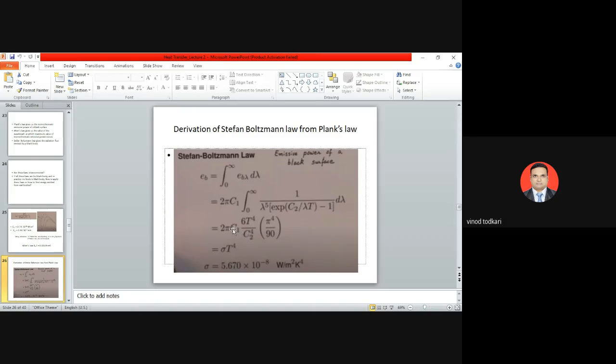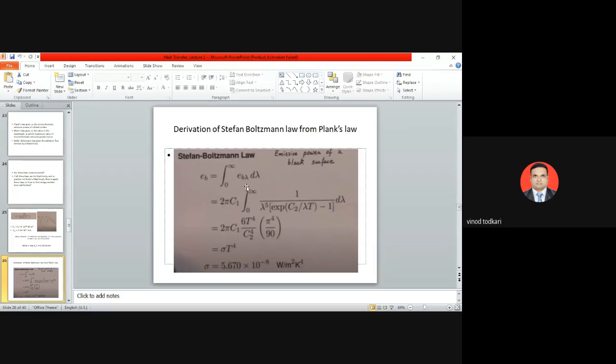Now what are these? This is c1, this is c2. These are constants. 6 is constant, 90 is constant, 2 is constant, pi is also constant. So except t, everything present over here is a constant. That constant is called as sigma. Sigma is nothing but Stefan-Boltzmann's constant. In last lecture, we have discussed that the value of this sigma is 5.67 into 10 to the power minus 8. There is no logical reason, but to remember the value, we can remember like 5678, 5.67 into 10 to the power minus 8. So Stefan-Boltzmann's law can be derived from Planck's law.